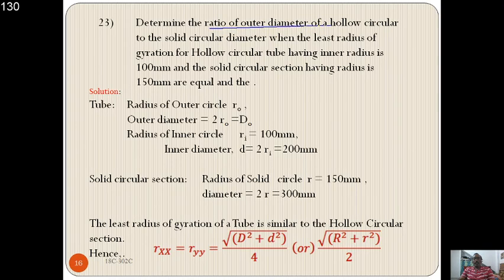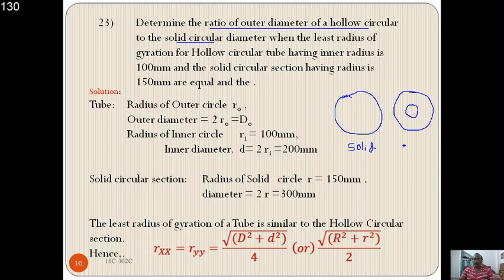to the outer diameter of the solid circular section. That means if this is a normal circle and he wants that, this is the hollow circle. So this is a solid, this is the solid section and this one is the hollow section.